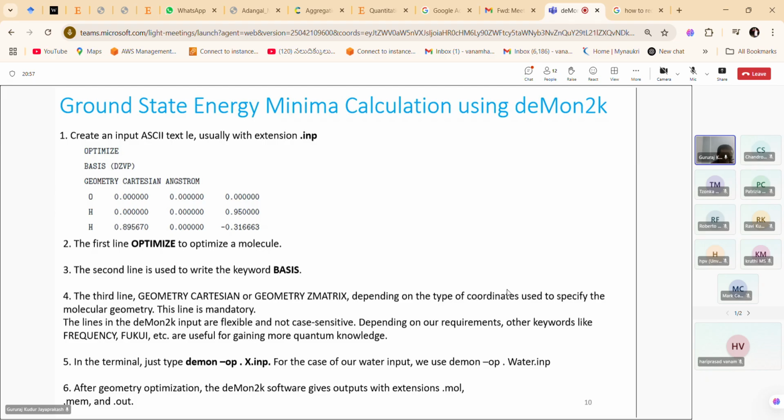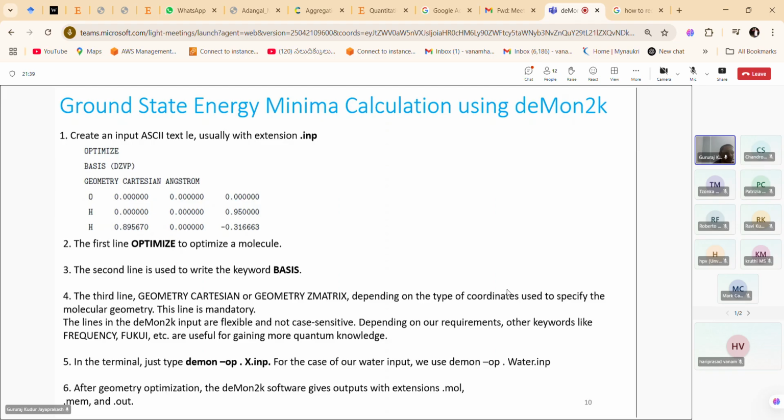So how can we calculate the Fukui function from deMon2k? It is quite easy if one has knowledge of Linux, terminal and Vim. It is very easy to perform a deMon2k calculation. To perform a calculation, first we do energy optimization. Here I have given a simple example, a water molecule. The first line tells the code that we need to optimize the molecule, and in the second line we can mention the basis set, or even the type of functional we want.